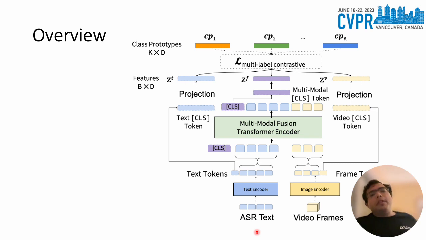Here's an overview of our method. As our goal is to achieve multimodal understanding of the video, we obtain both video frames as well as speech recognition text from a given video. The speech recognition text is processed by a text encoder branch, whereas the video frames are processed by an image encoder branch. Our multimodal fusion transformer encoder merges the information across these modalities. As a result, we obtain features for the text modality, for the video modality, as well as the multimodal features. Our proposed class prototype based contrastive learning approach is able to align the features across all these modalities as well as successfully achieve contrastive learning in the multi-label setting.